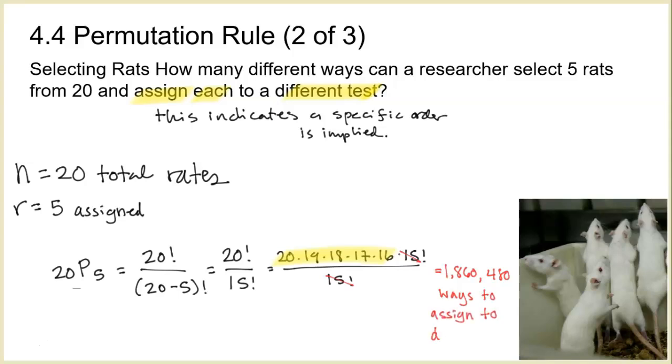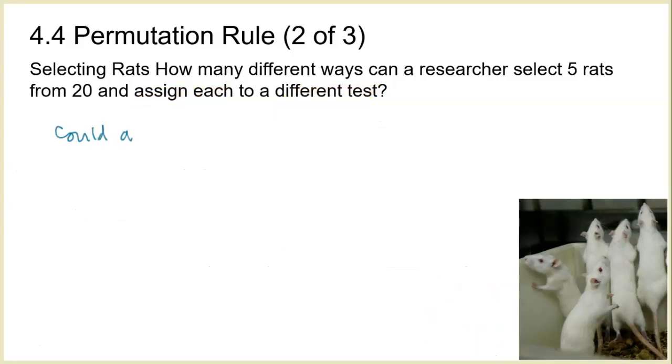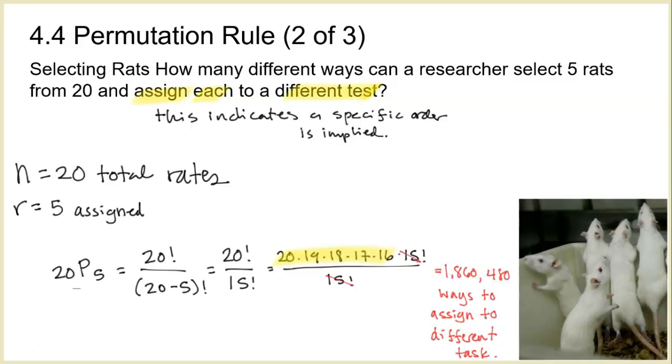And if we consider this information here, this is the same as what we looked at in the beginning. I'll explain it here a little bit. But if I multiply that together, we get 1,860,480 different ways to assign 5 rats to a different test from 20 rats to choose from.